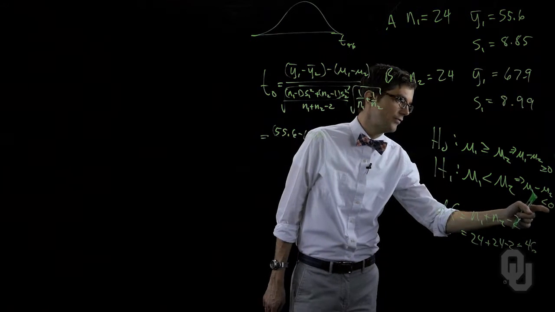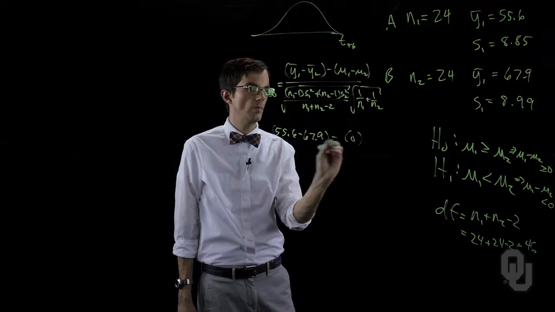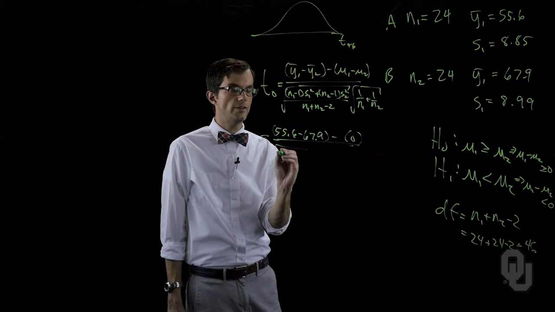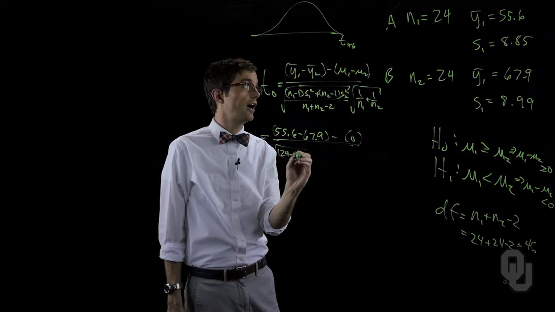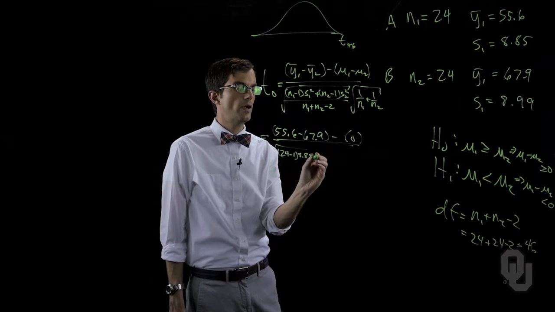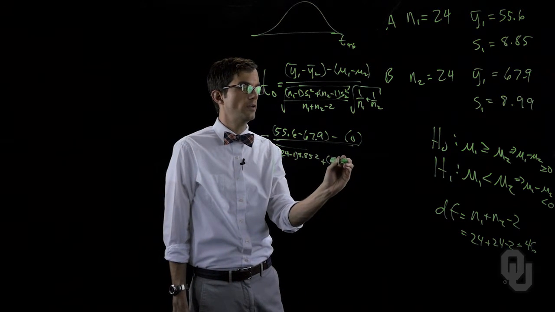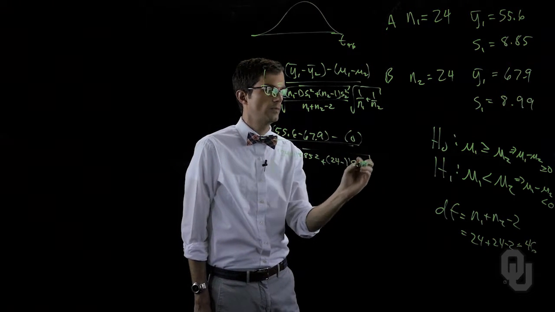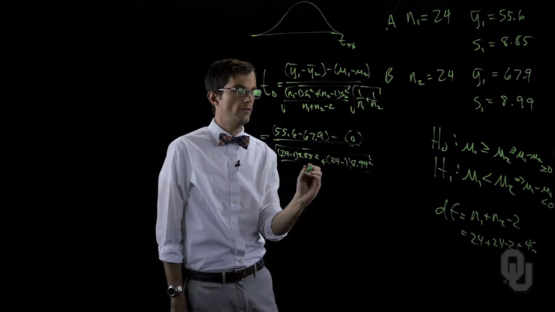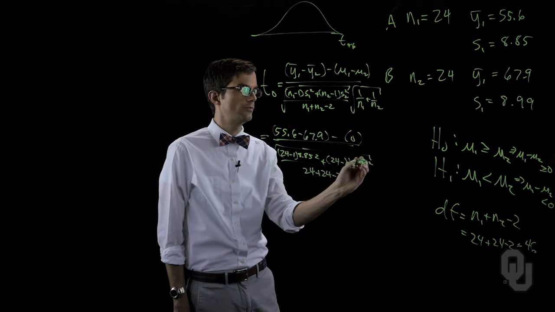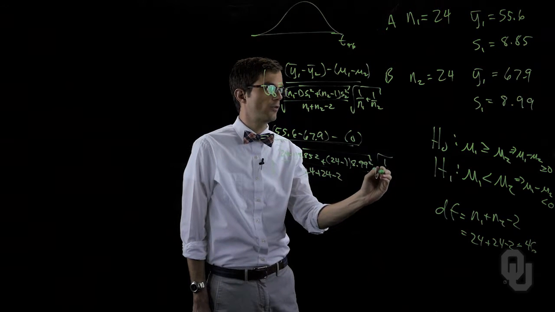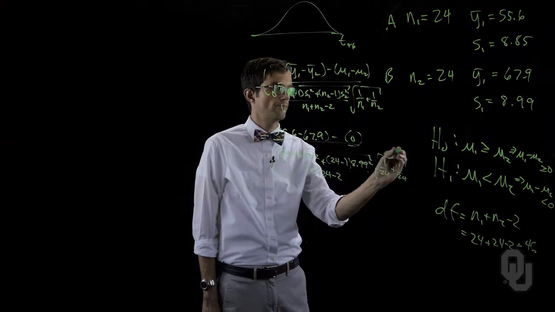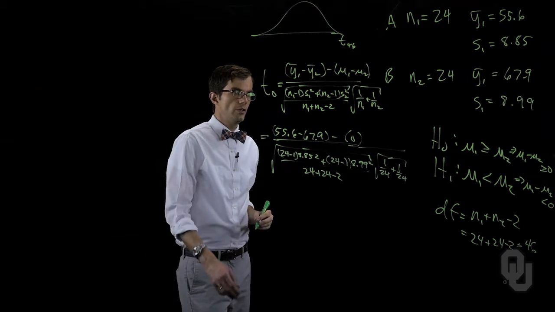Minus this hypothesized difference, it's just 0, in standard deviation units. That's the square root of 24 minus 1 times 8.85 squared plus 24 minus 1 times 8.99 squared, all over 24 plus 24 minus 2, multiplied by 1 over 24 plus 1 over 24. So this is our test statistic.